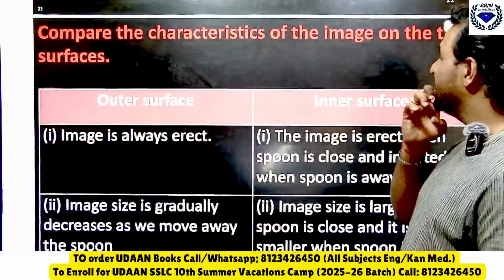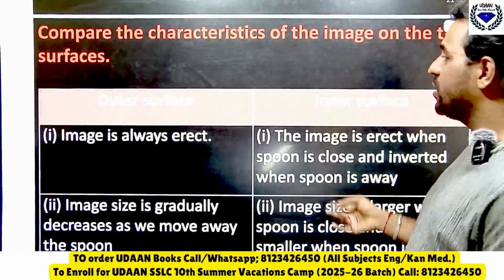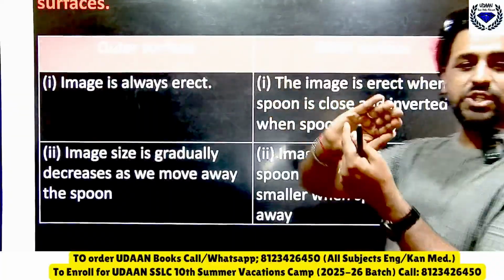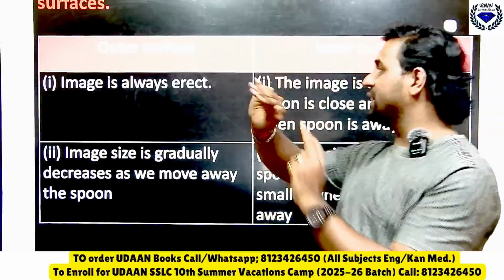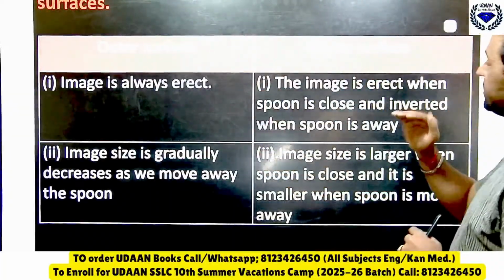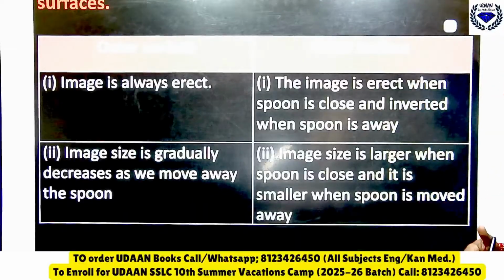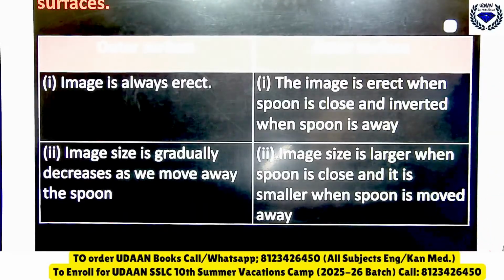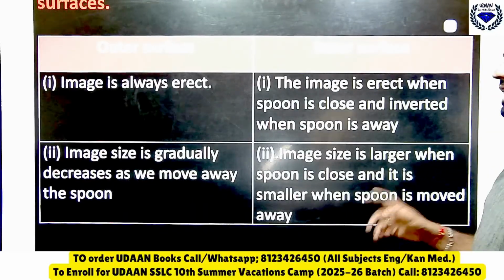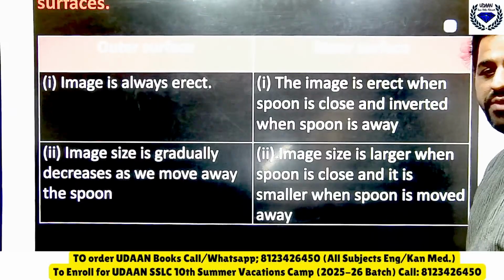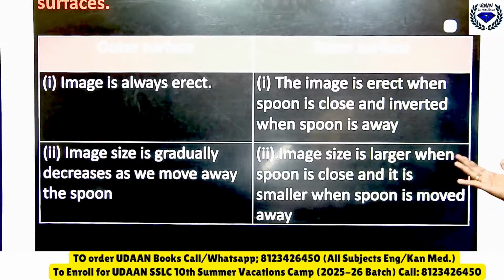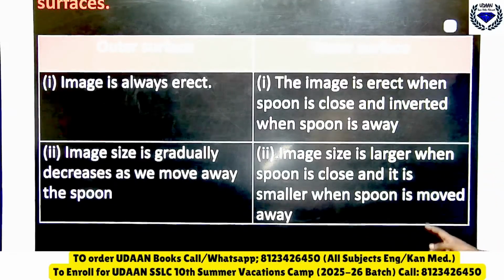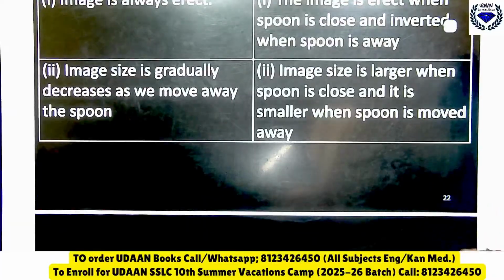Then what are the characteristics of the image formed on the two faces? The outer surface of the spoon, the back side, will be erect. The inner surface will be erect when the spoon is close and inverted when the spoon is away. Size gradually decreases as you move away from the spoon. Image size is larger when the spoon is close and it is smaller when the spoon is moved away.